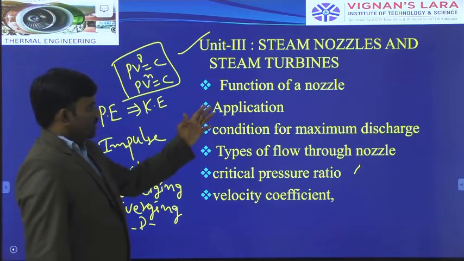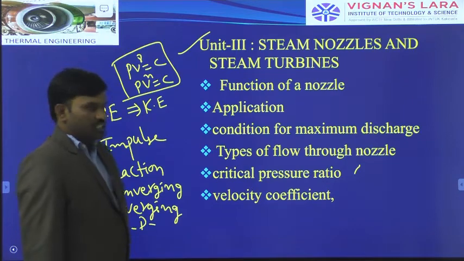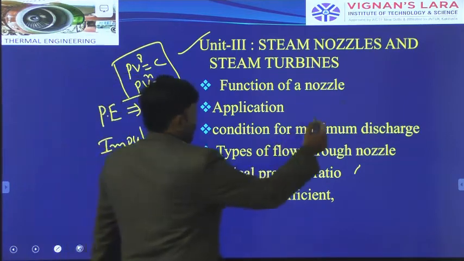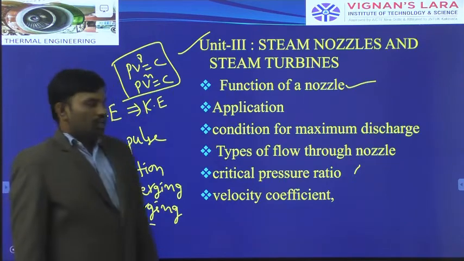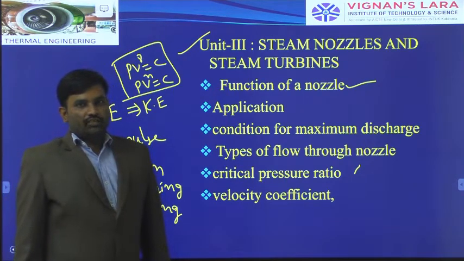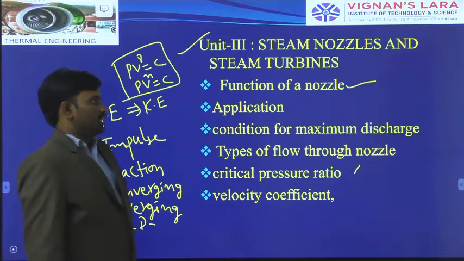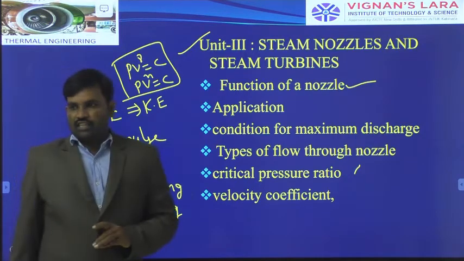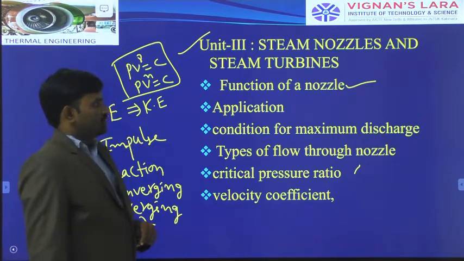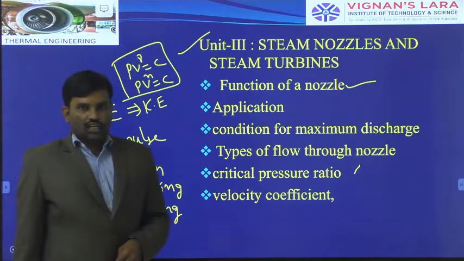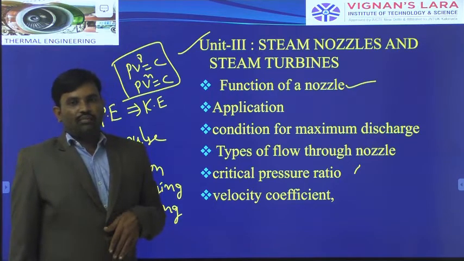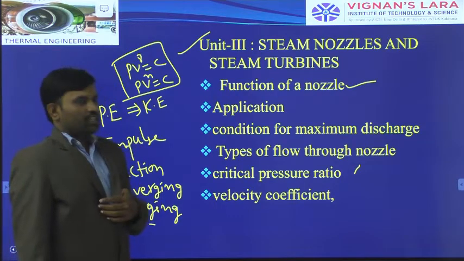Those angles are also used in order to determine the work output from the turbine unit. Okay, in this unit we will discuss the function of a nozzle. What is the function of a nozzle? Generally, we use a nozzle to convert the pressure energy of the working fluid into kinetic energy. In the case of steam nozzles, we convert the pressure energy of steam into high velocity steam. At inlet we introduce high pressure steam that is generated in the boiler.